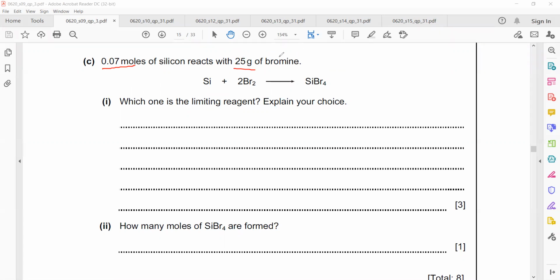So first, what is bromine? Bromine is Br2, a molecule. So when you find the moles of bromine, the moles will be equal to mass in gram, which is 25, divided by molar mass. One bromine is 80, but because we have two, it will be 80 multiplied by 2, which is 160. So 25 divided by 160, what's the answer for the moles?